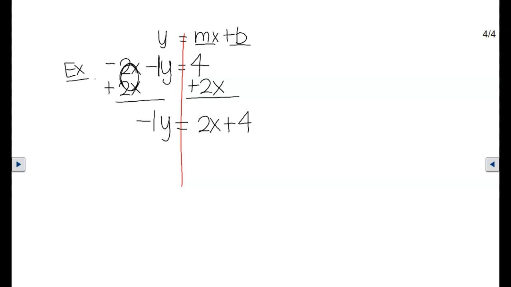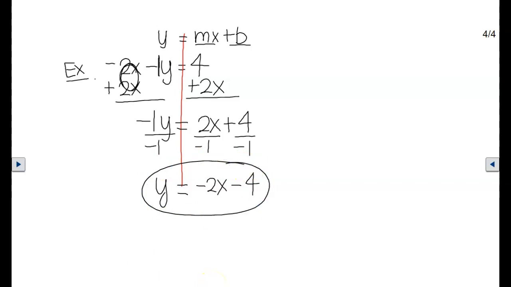Now, I'm still not done because y isn't alone. I have to cancel out this negative 1. This means negative 1 times y, so this is multiplying that I'm looking at here. So I'm going to divide by negative 1 on everything. And that's going to give me the y equals that I wanted. Now y is alone. 2 divided by negative 1 is negative 2, so I have negative 2x. Positive 4 divided by negative 1 is negative 4. So here is my y equals mx plus b equation.